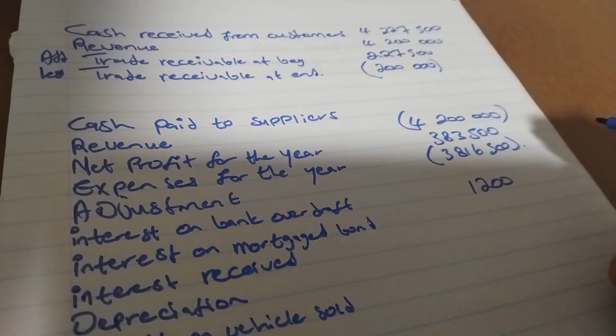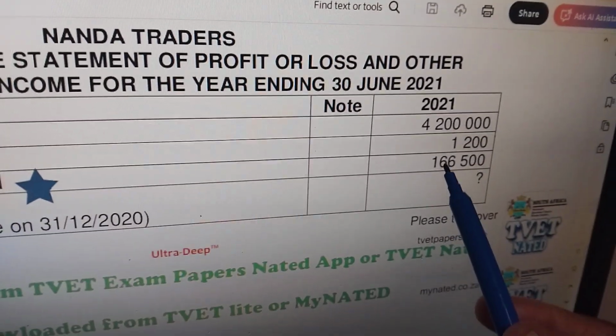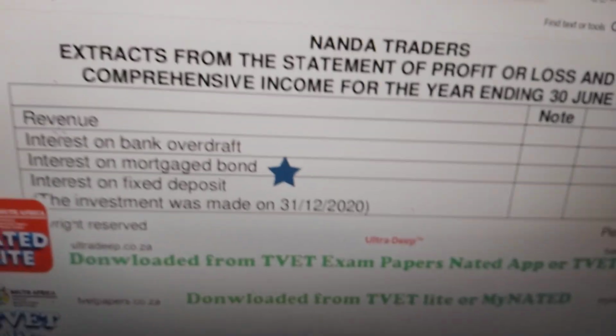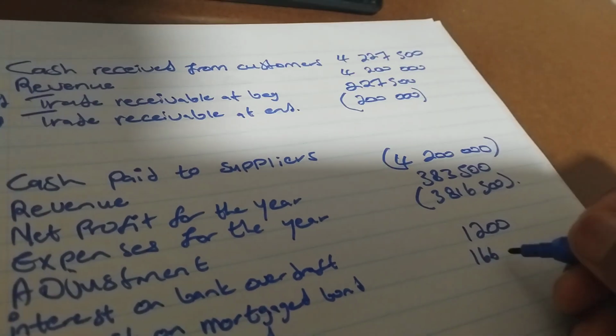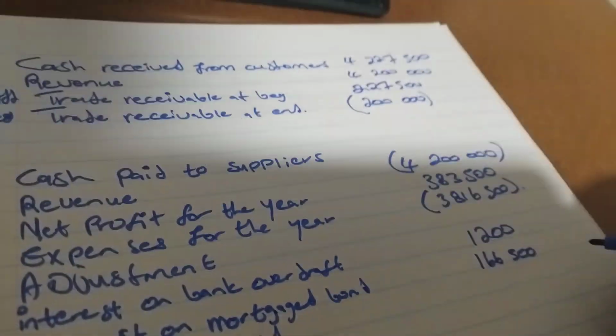So interest on mortgage bond, this is the interest on mortgage bond, 166,500. We key that in. We are moving.